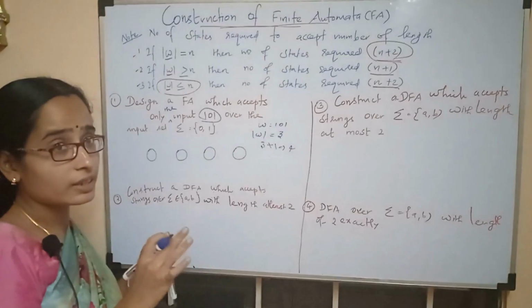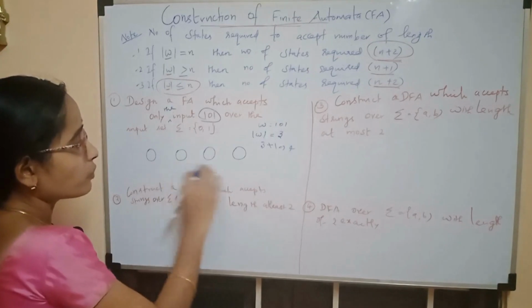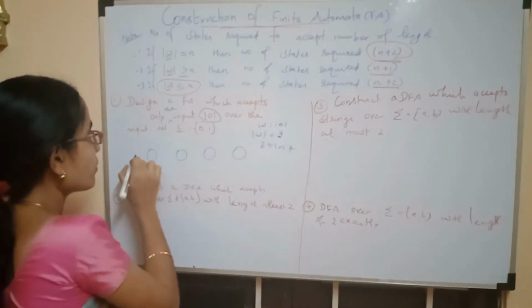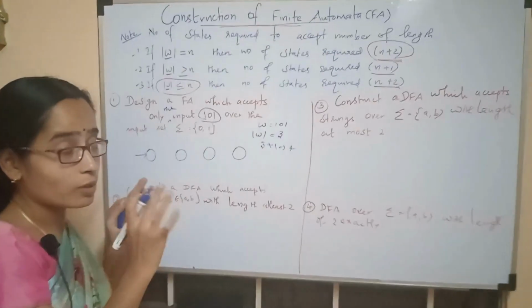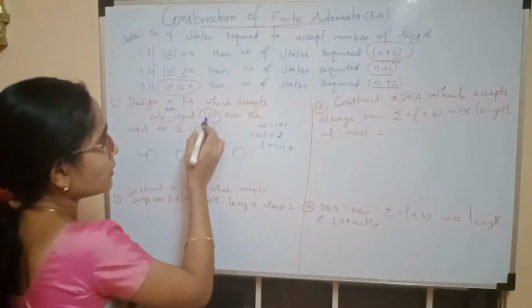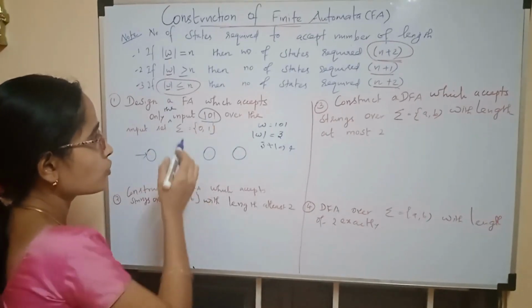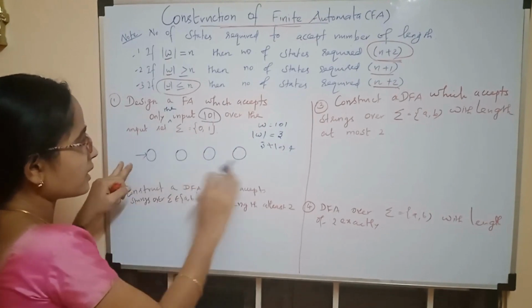So this is the skeleton we are drawing. We have 4 states here. One will be the starting state, and one of these states will be a final state. Now you have to accept 1 0 1, right? So first you just understand the skeleton first.